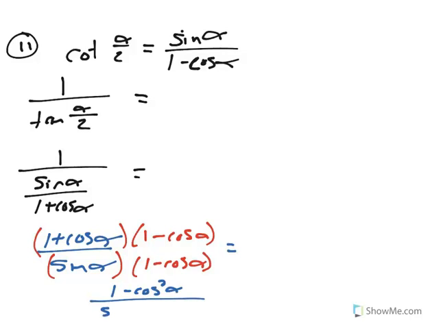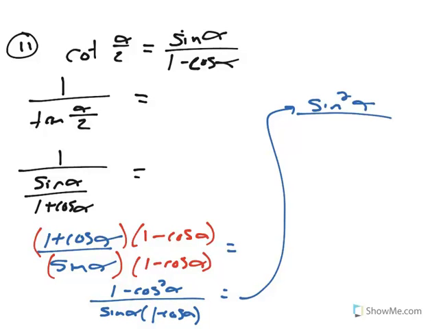The denominator is just going to be sine of alpha times 1 minus cosine. I'm not going to multiply that out, because if I look at the right side of the equation, it's 1 minus cosine of alpha. And if I look now, I have 1 minus cosine of alpha. So that's very encouraging. 1 minus cosine squared of alpha is sine squared of alpha. It's Pythagorean identity. I'll leave the bottom the same.